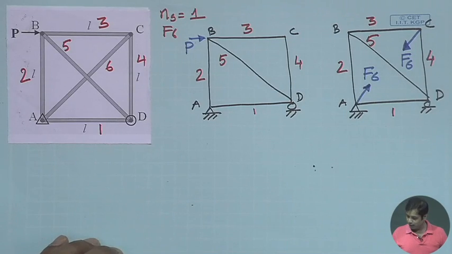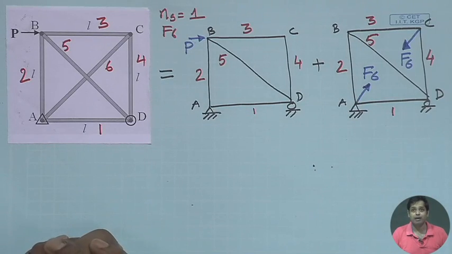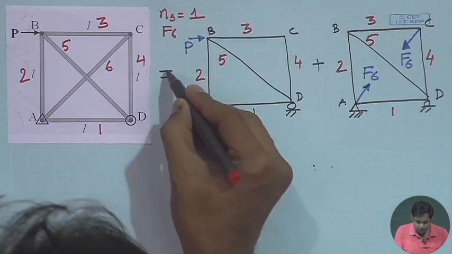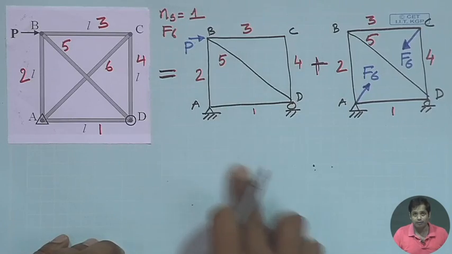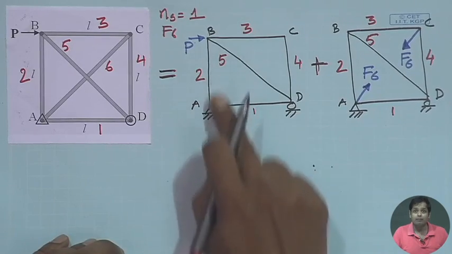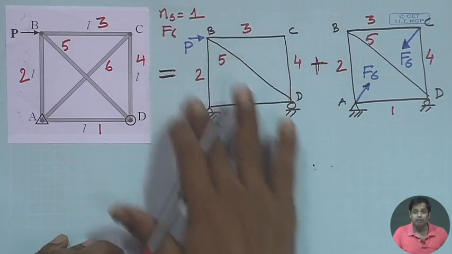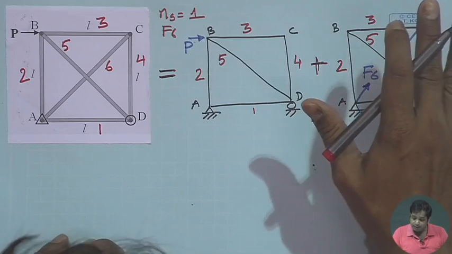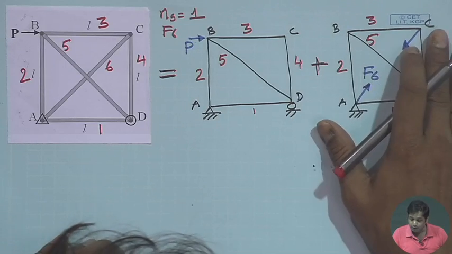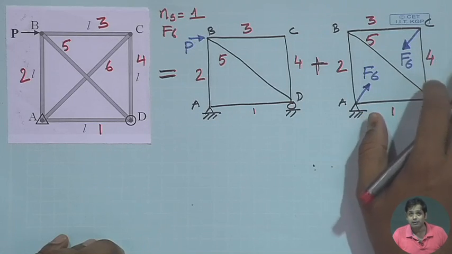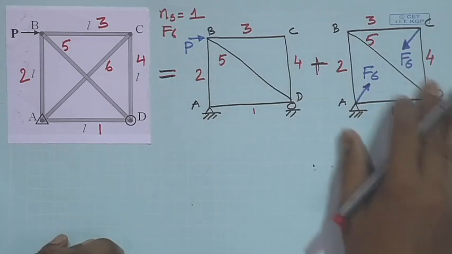is this force. So, this structure is equal to this plus this. What we need to do now is step 4. If you remember, step 4 is the solution of this problem: solve the primary structure which is subjected to the actual load. Step 5 is the solution of the primary structure which is subjected to the redundant force. So, let us find out the member forces for this and for this.